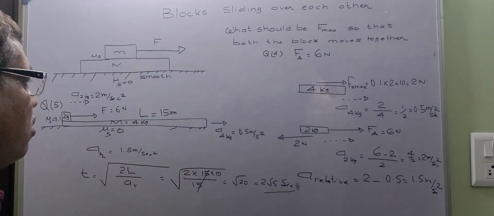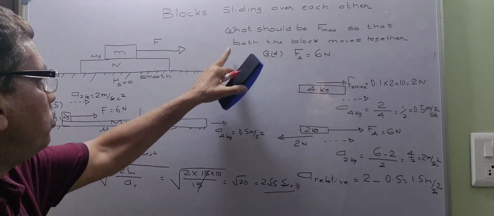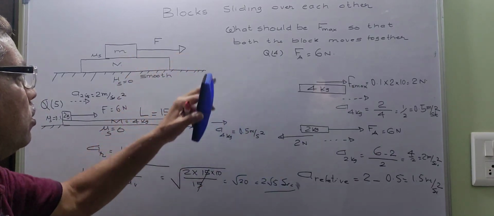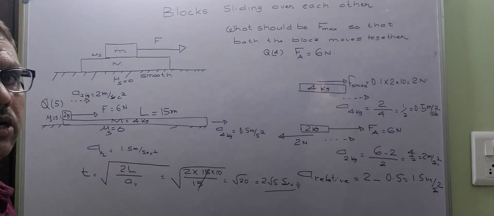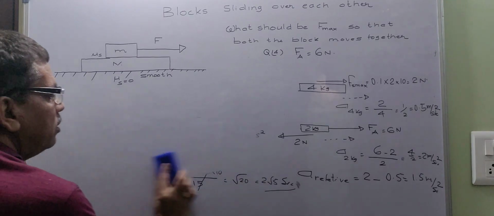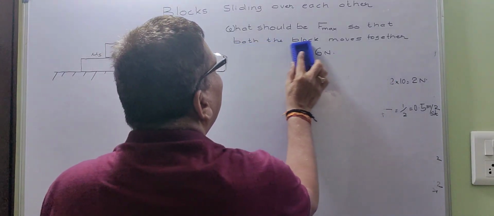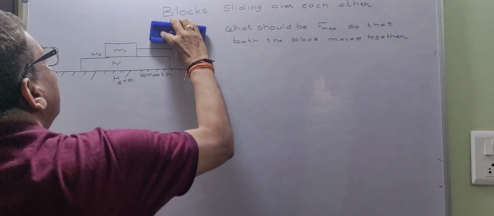Now one more example will be there when this is connected to a pulley and then there is a block attached. What should be the value of this force? Let us see that situation also. What will happen to the common acceleration? Now the next situation we are going to see is, now this force F is not applied here.